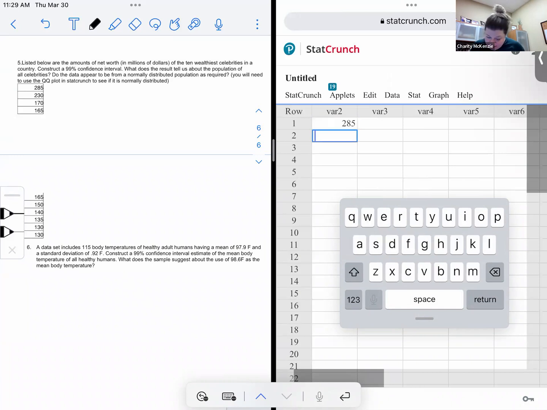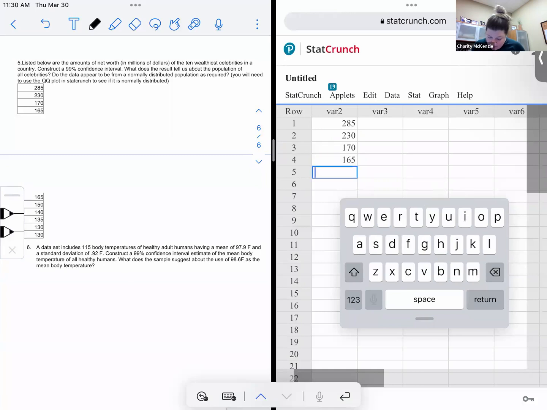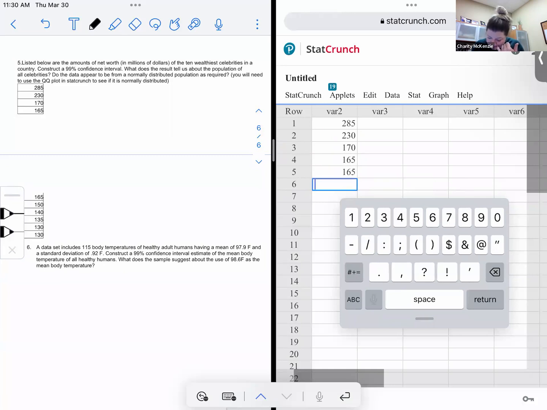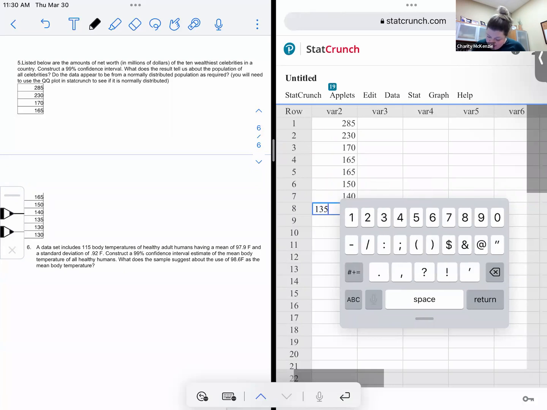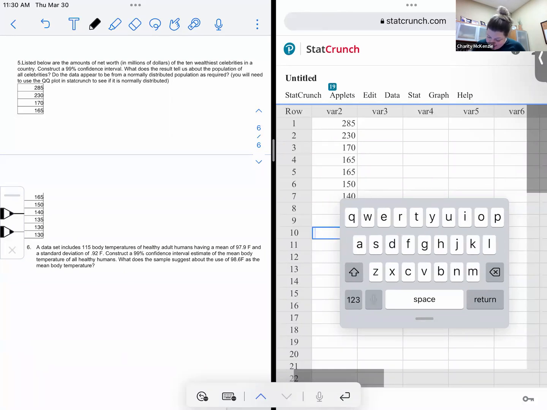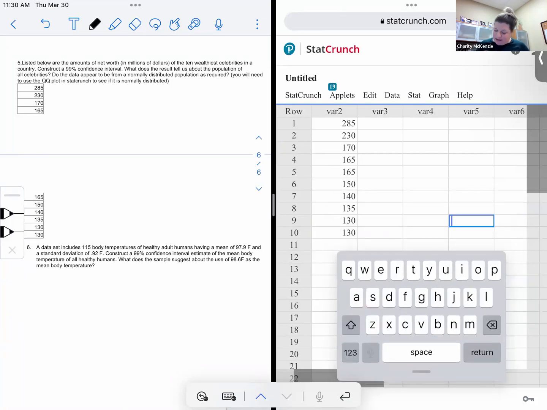285 was the first one, 230, 170, 165, 165 again. Oh, we have a mode. 150, 140. I wish I had one of those buttons right now to just bounce my data over. I've been creating those in a lot of my notes. Did not today. So 130. Okay, so I think I have all the data in. There's 10 data values. We should be getting close enough.